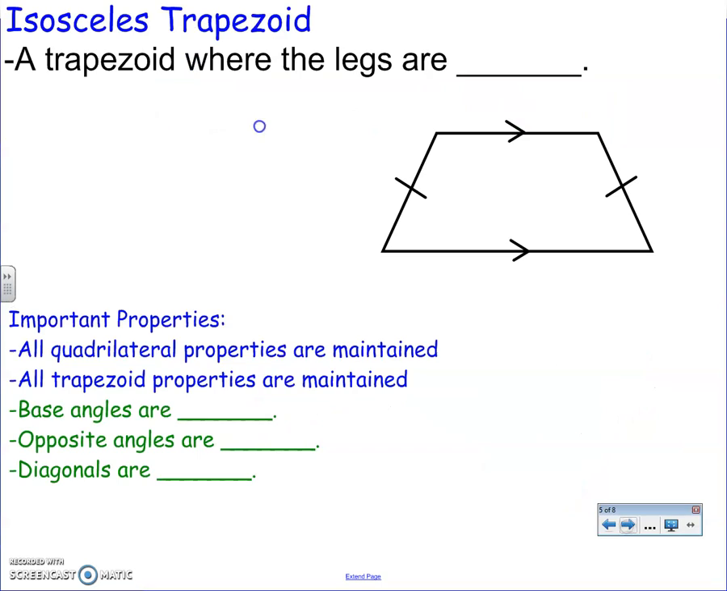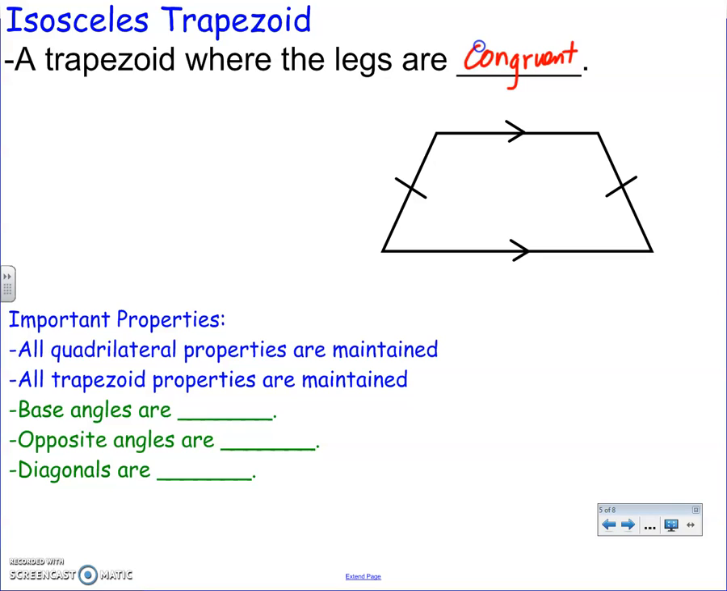Let's talk about the isosceles trapezoid. An isosceles trapezoid is just a trapezoid where the legs are congruent. They're equal to each other. That's why they have those tick marks that mean they're the same. Some important properties. All quadrilateral properties are maintained. All trapezoid properties are maintained. And then there's 3 new ones.